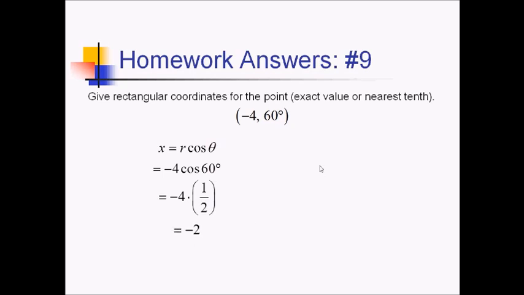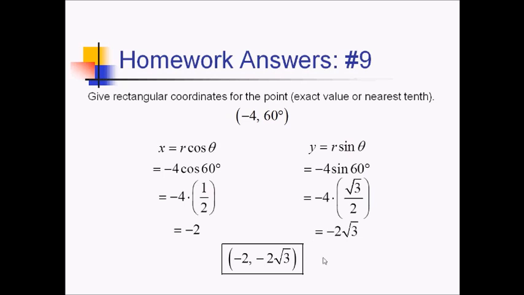Now for the y value, that's going to be r times the sine of the angle. So that's -4 times sine of 60, which is, let's see, √3/2. So -4 times that. The 4 and the 2 cancel. That gives us -2 √3. And then putting those together to give the actual point, we've got -2 comma -2 radical 3.